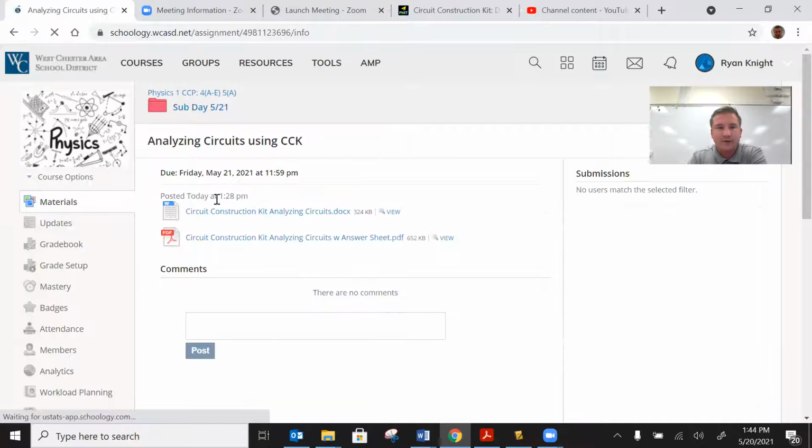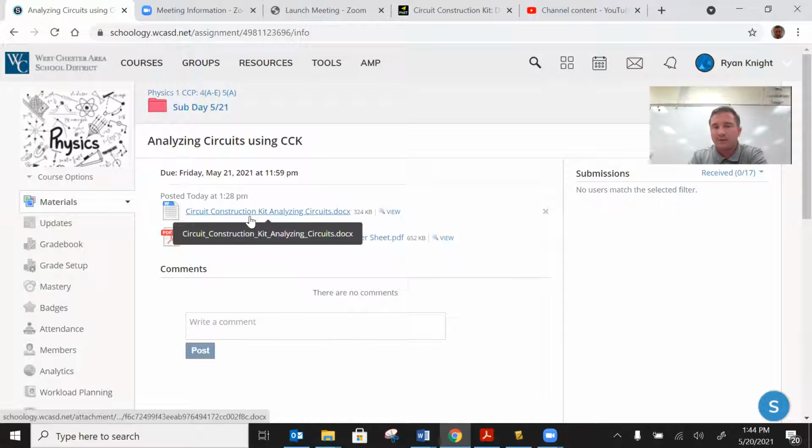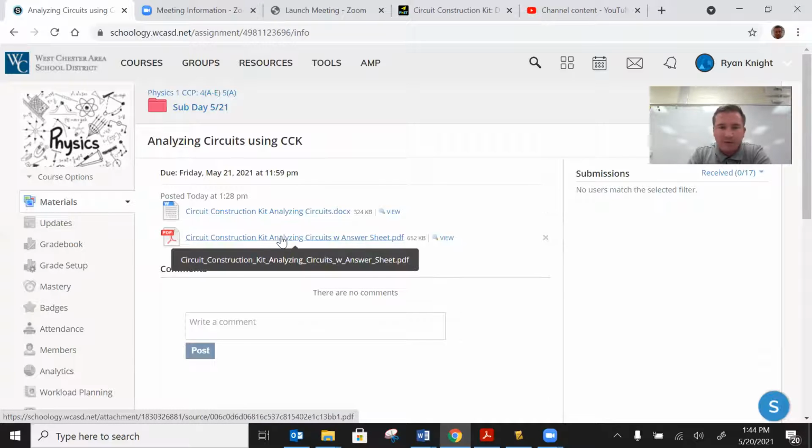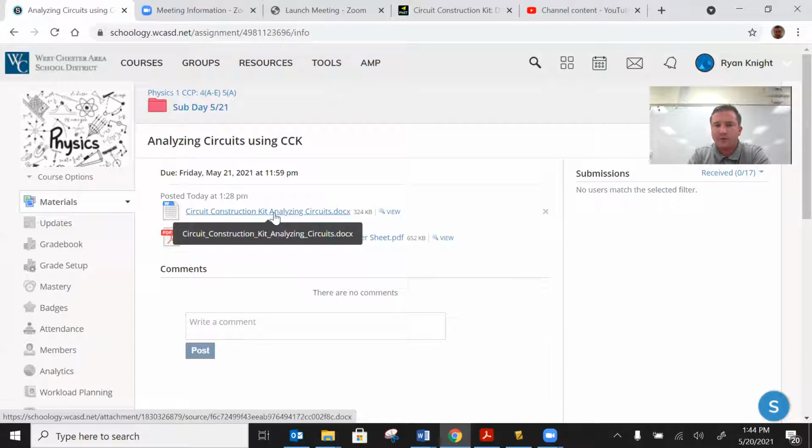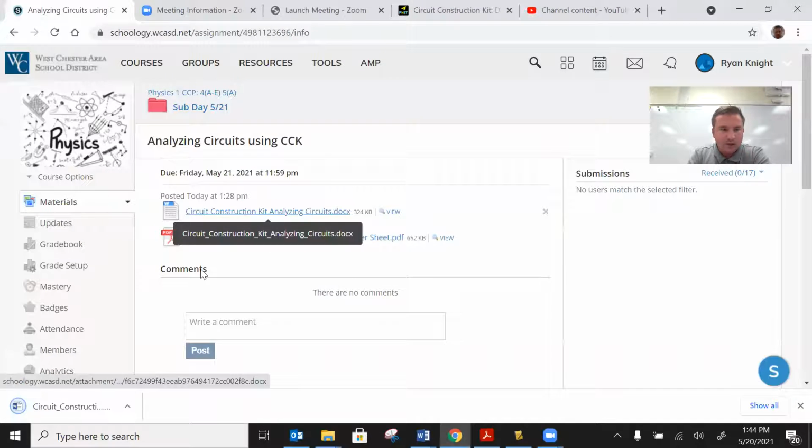Open it up, either the PDF or the Word document. If you have Word, I would open up the Word document. If you don't have Word on your computer and you're trying to open it in Google Docs or something, this is going to get all jacked up. So don't worry about that. Just open it as a PDF. So open this up.